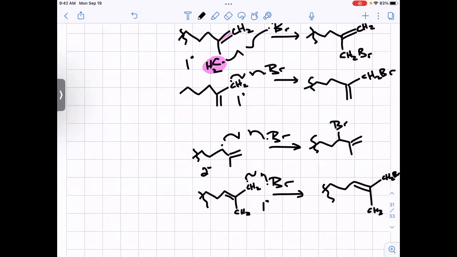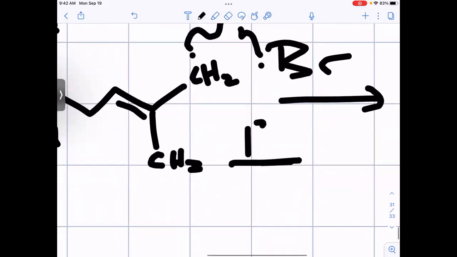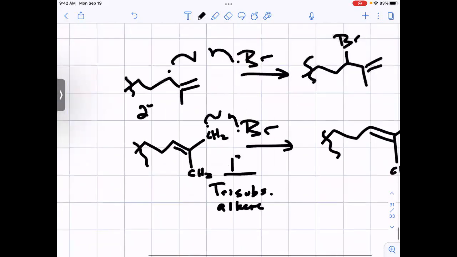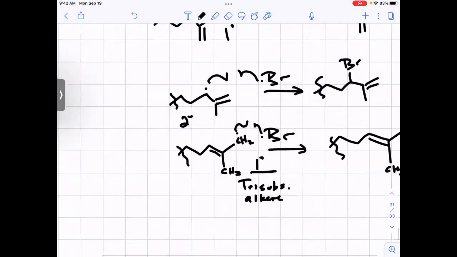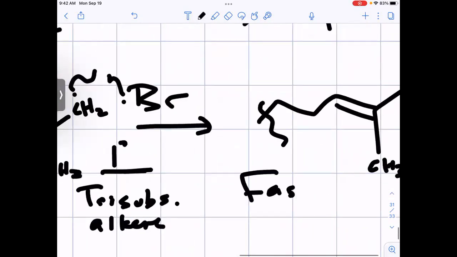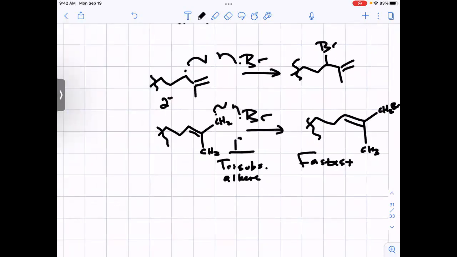But in this case, we have another kind of feature that's working in our favor, and it's the fact that this radical is primary, but it also has a tri-substituted double bond. Right, so that's a very stable alkene compared to the other ones. So it's probably going to be this one, due to the fact that it's a primary radical, so it's less substituted, but it's also a very stable alkene as well.